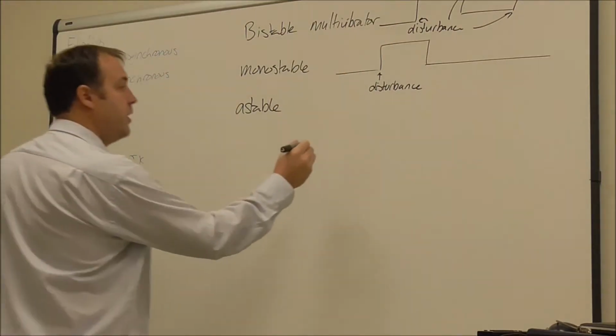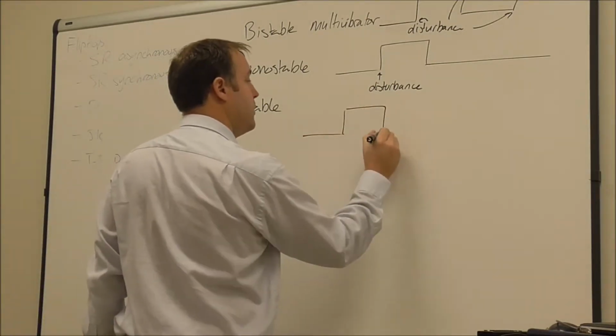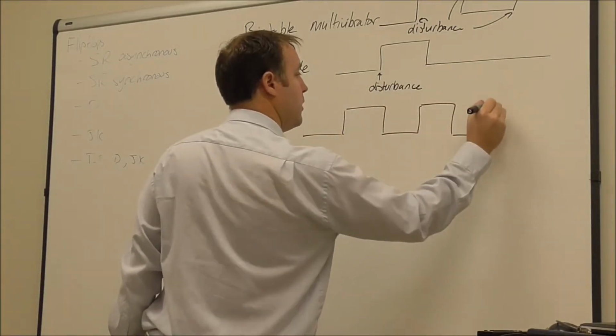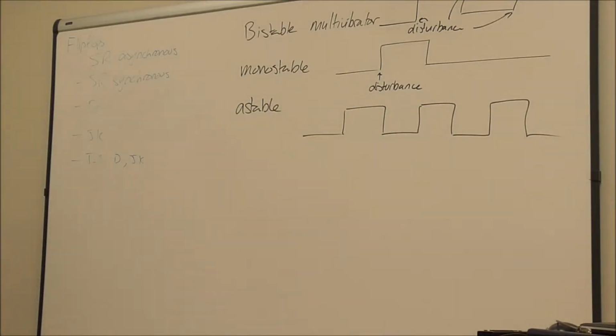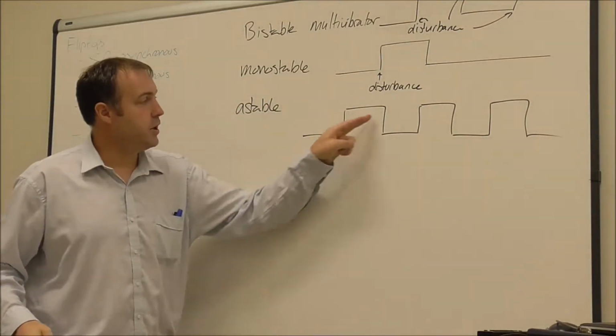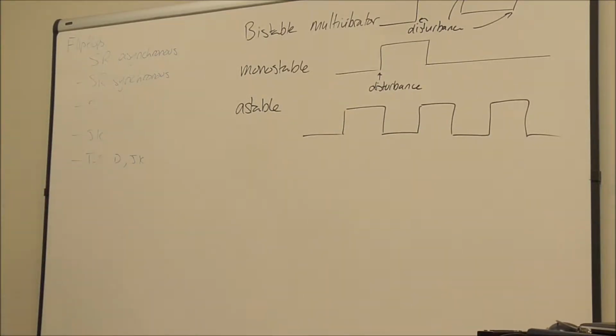An astable needs no disturbance. It will just keep changing on its own, and the time between each change is determined by the circuitry that makes up the astable. Okay?